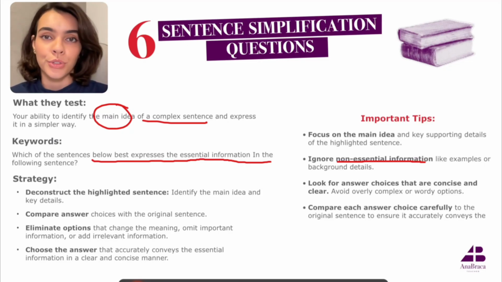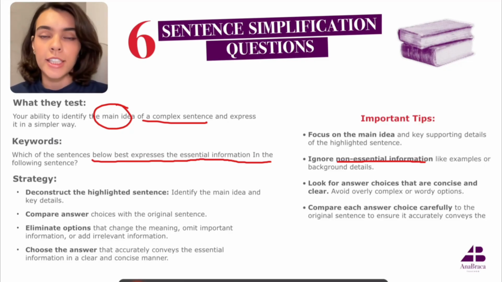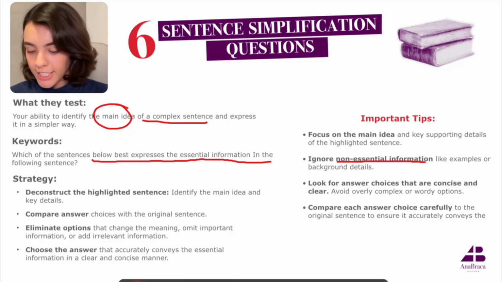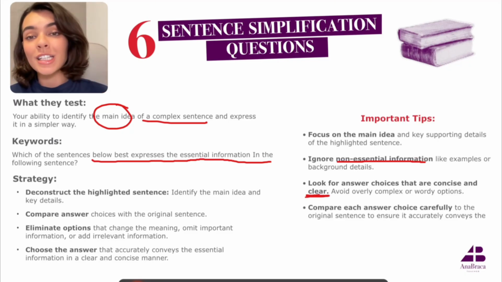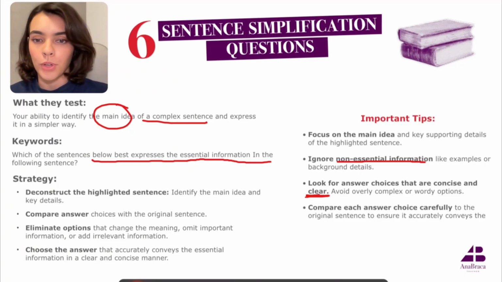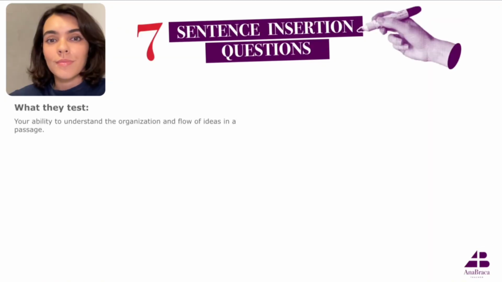And then what should you do here? Eliminate the options that are not bringing the most important thing, the main idea. Look for answer choices that are concise and clear. Sentence simplification: you have to be concise, you have to be simple. And finally, compare each of the options carefully. Don't rush in this type of question.